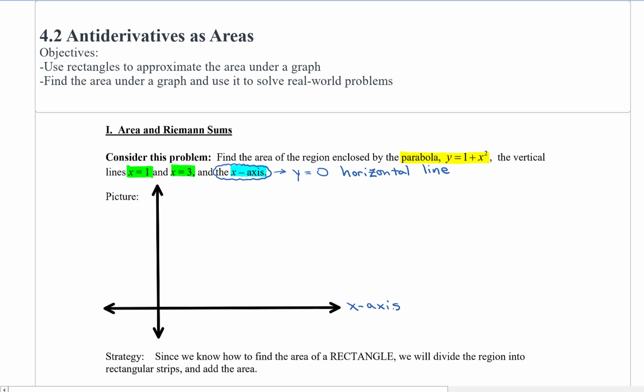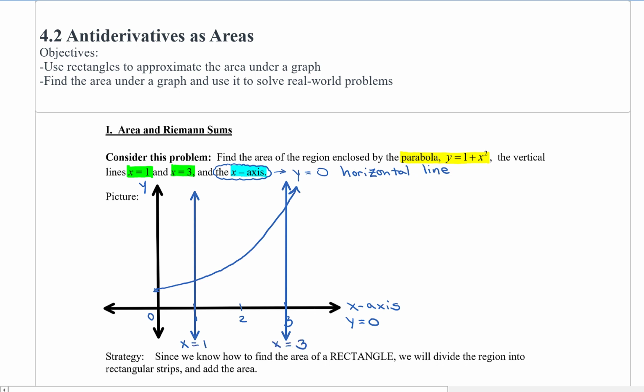For our picture, we're going to draw a coordinate plane. We're going to focus on quadrant 1. I have labeled the x-axis with the equation y equal to 0. I have also drawn tick marks on the x-axis from 0 to 3, separated by a scale of 1. I'm also drawing the parabola y equal to 1 plus x squared and vertical lines at x equal to 1 and x equal to 3.